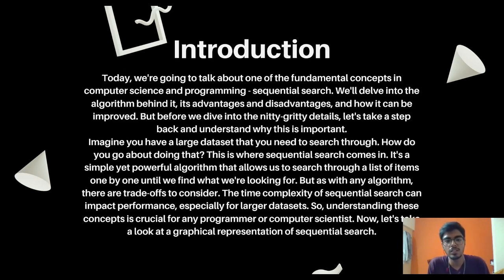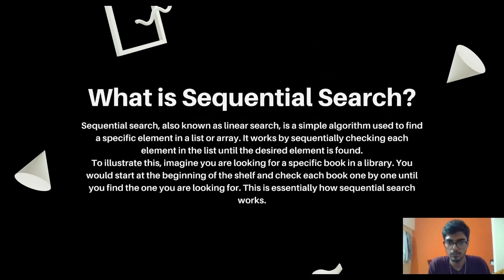Imagine you have a large data set that you need to search through. How do we go about doing that? This is where sequential search comes in. It's a simple yet powerful algorithm that allows you to search through a list of items one by one until we find what we are looking for. But as with any algorithm, there are trade-offs to consider. The time complexity of sequential search can impact performance, especially for larger data sets. So understanding these concepts is crucial for any programmer or computer scientist.